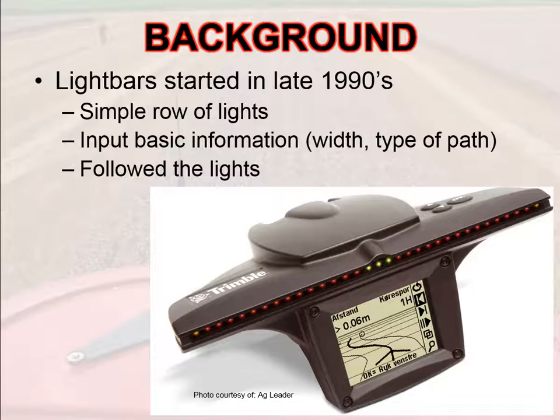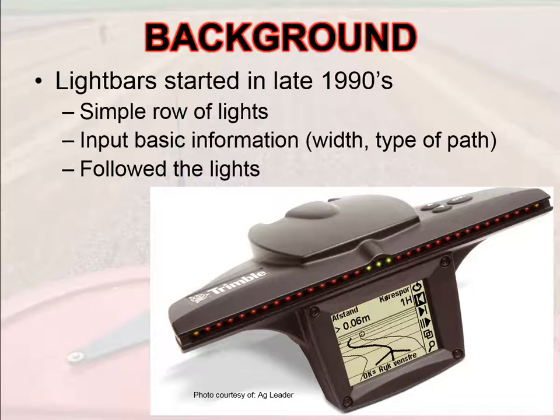They're still available. There are numerous companies out there, Ag Leader, Trimble. I believe John Deere even has a basic light bar system. It's something you can put out at the end of the hood, plug in your basic information, and just go. And they're relatively cheap and inexpensive.